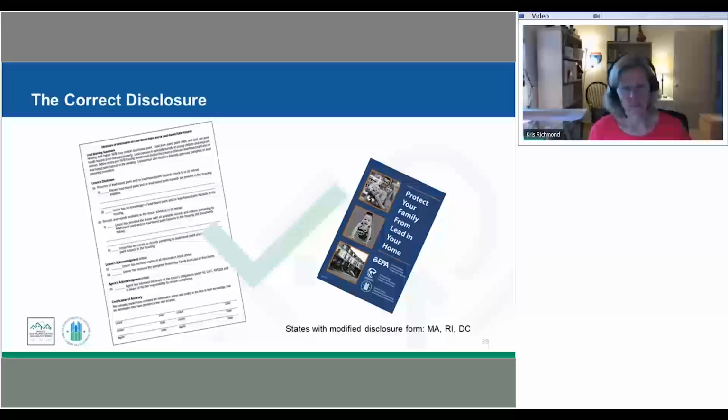And then also, if you're working in one of these states, so you're working in Massachusetts, Rhode Island, or DC, there are modified disclosure form language that needs to be used. So please, if you're in one of those states, double check to make sure that you are using the proper modified disclosure form.